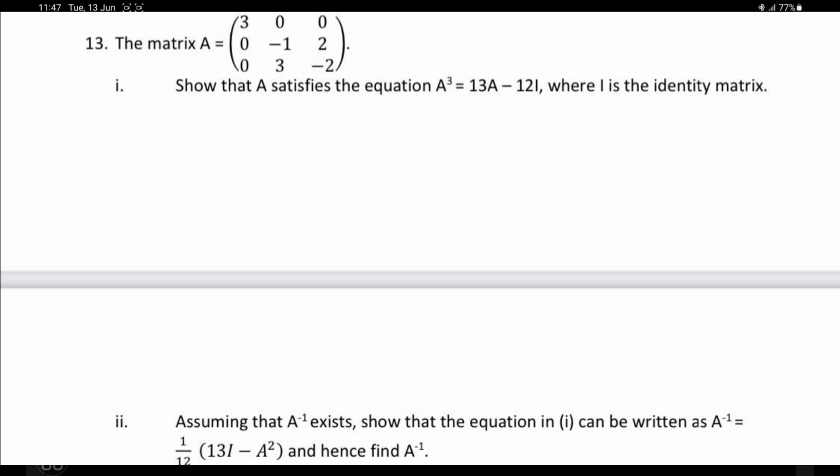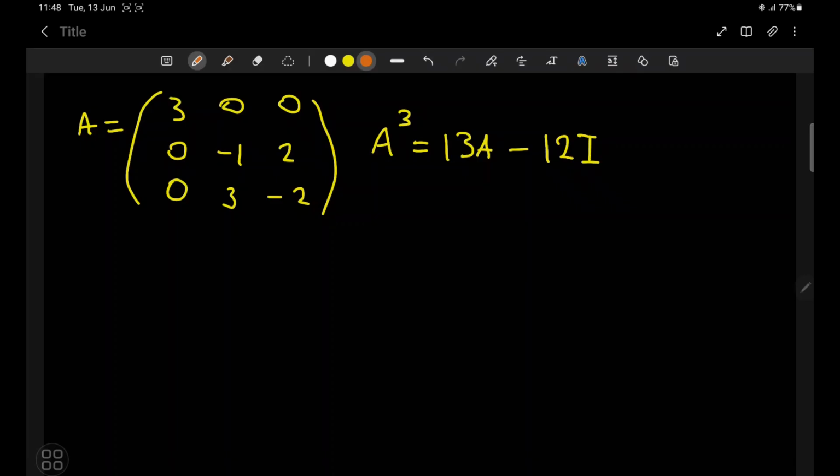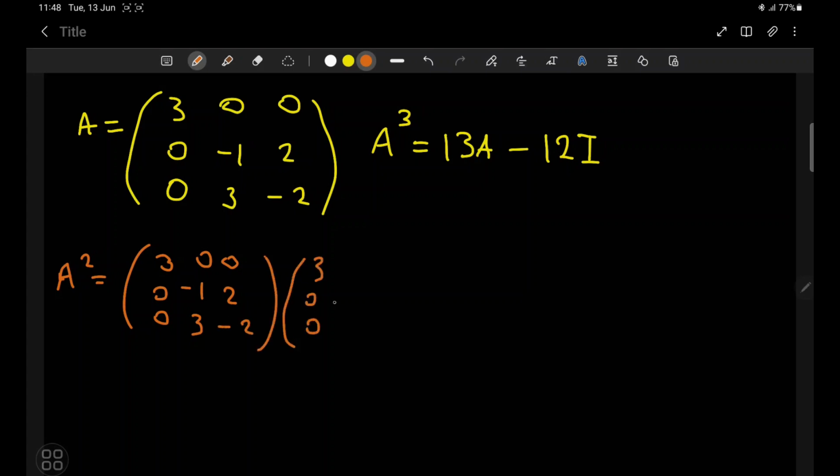That we need to show that the matrix A, this matrix satisfies this equation, and I is the identity matrix. So to show that, let's find A raised to 3. So that means we multiply A 3 times. So we'll start with, let's say A squared. We multiply A with A. So that means we're having 3, 0, 0, 0, negative 1, 3, 0, 2, negative 2. So we're multiplying this matrix.